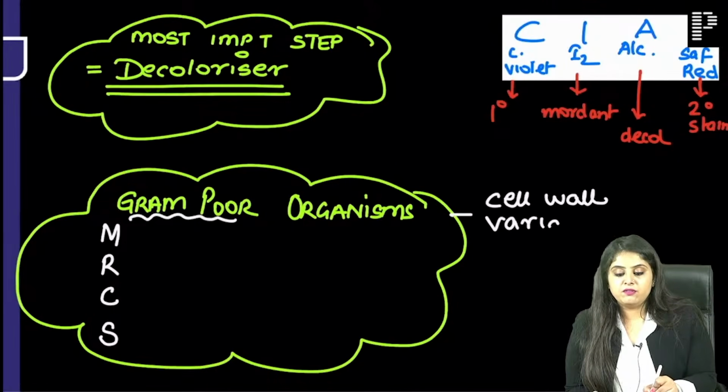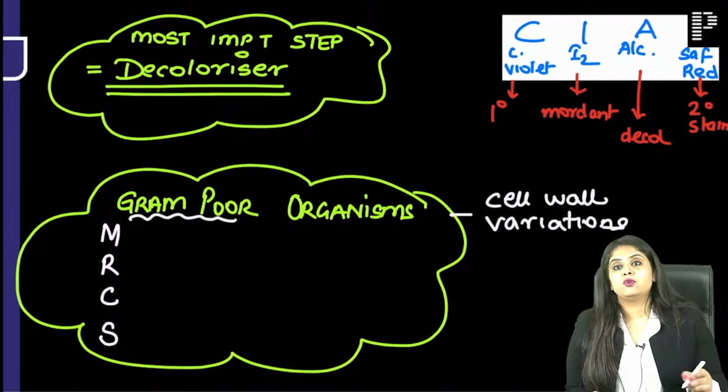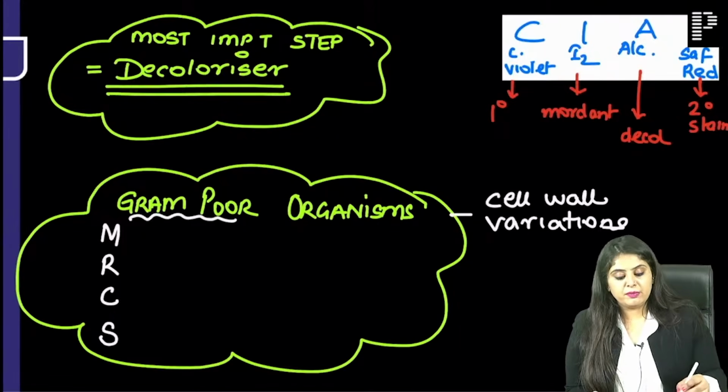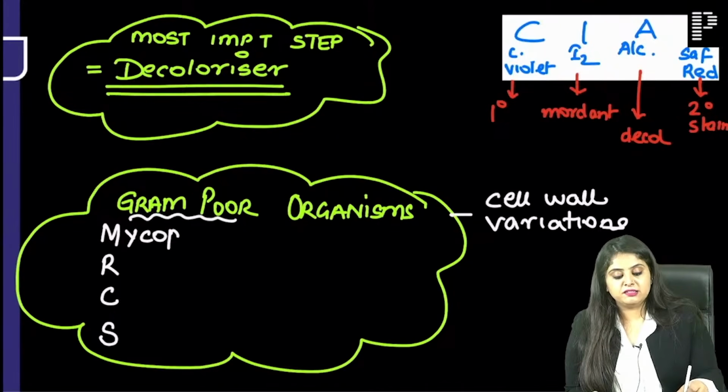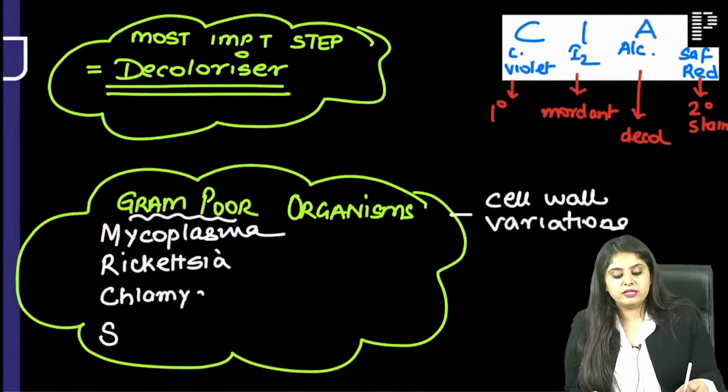They have cell wall variations. Neither are they gram positive nor are they gram negative. What are those bacteria? They will ask you in MRCS. Number one, first is M for mycoplasma. Second is for rickettsia. Third is for chlamydia. And fourth is for spirochetes.